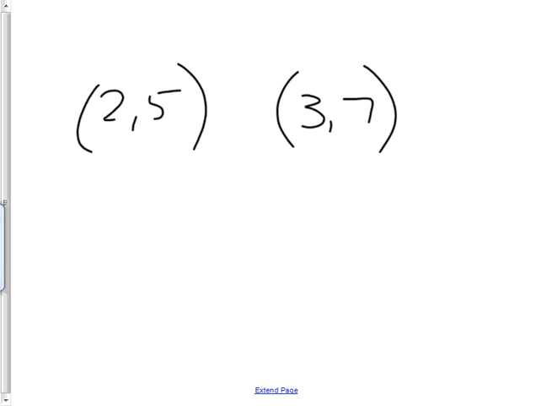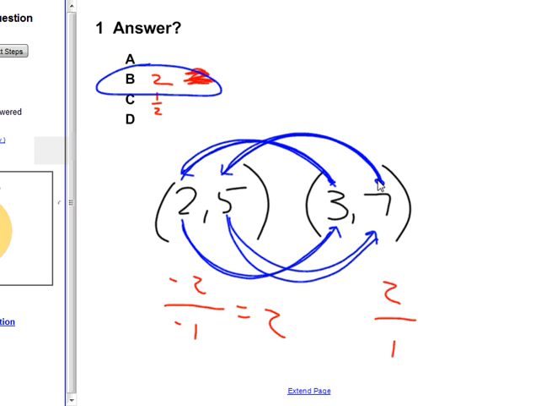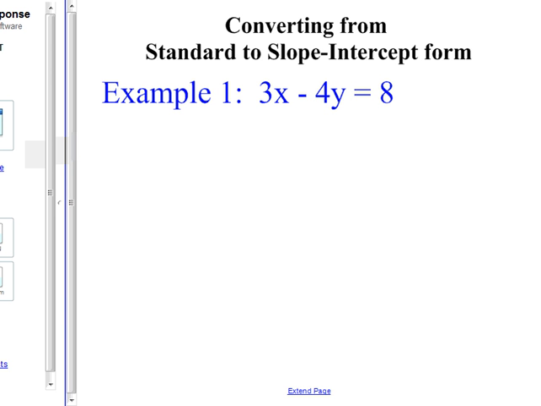At this point, I'm going to hand out clickers so we can see what your opinion is on what the answer is. We have our answer here for the slope between these 2 points. And you can either do it by taking 7 minus 5 over 3 minus 2, or 5 minus 7 over 2 minus 3. And either way, the answer was 2. All right, so let's move on.